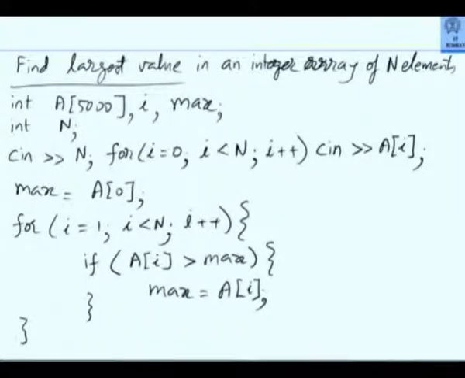What we are doing is starting with max equal to the 0th element and then going through all the remaining elements: 1, 2, 3, 4, 5, 6. And if any one of those elements is greater than the current max, I replace max by that. So I found that. Okay.